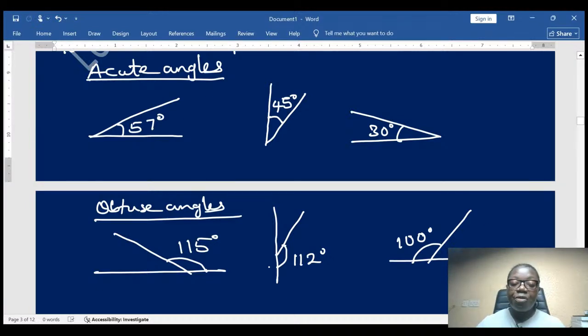I hope you are following. Don't forget that 90 degrees are right angles. Acute angles are less than 90 degrees. Obtuse angles are greater than 90 degrees but less than 180 degrees. Make sure you're very fast in what you are writing.